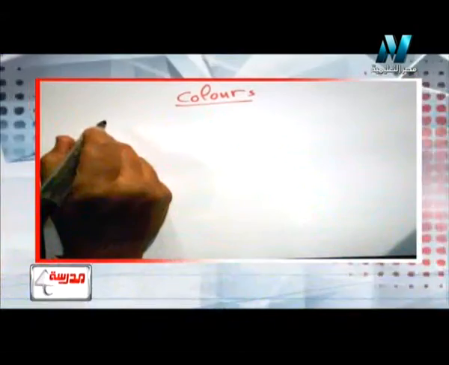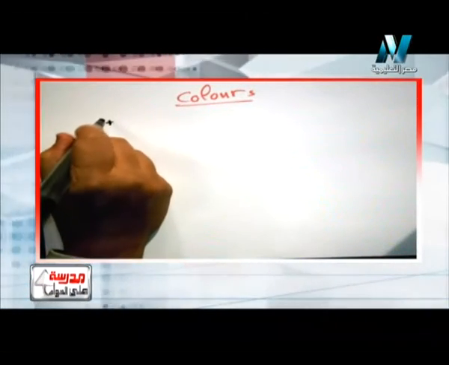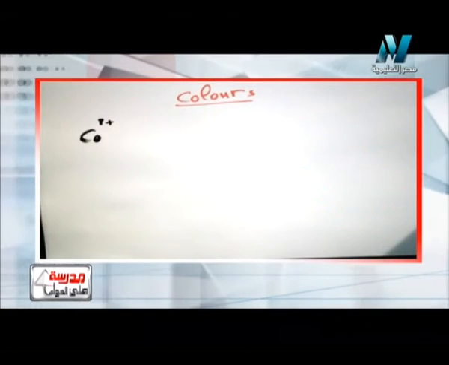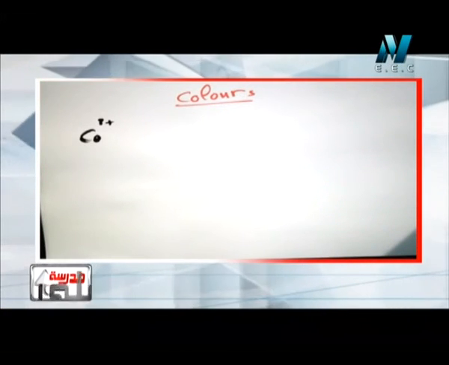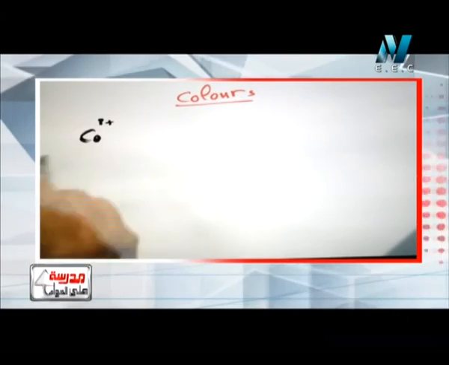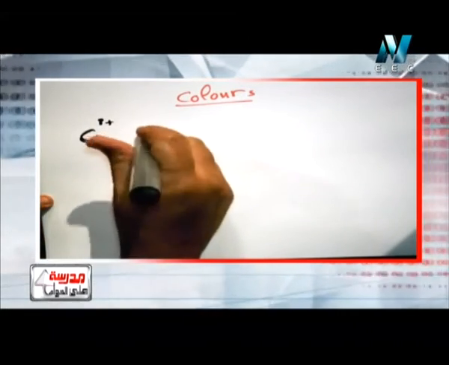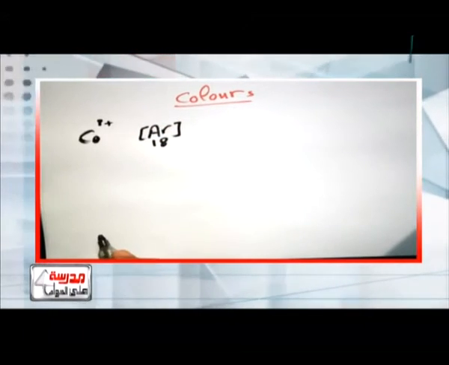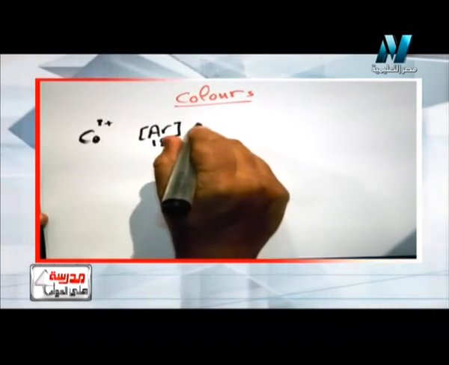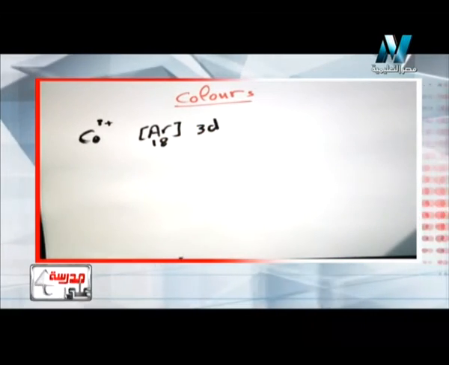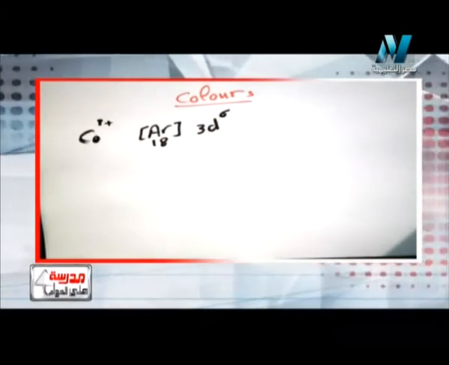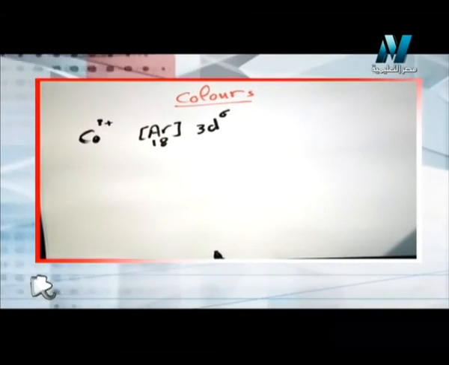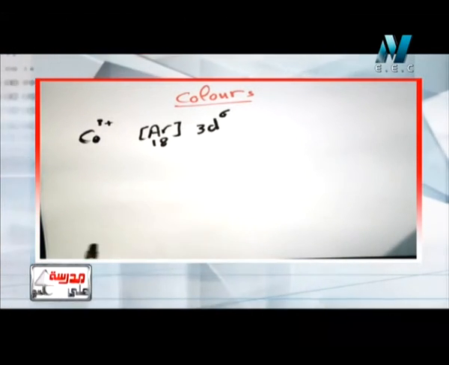Let's explain the compounds of cobalt, for example. Cobalt positive 2 or positive 3, whatever. Cobalt positive 3 has unpaired electrons. We know that cobalt is argon 18, atomic number 27, 3d will have 6 electrons. Why does it lose 3 electrons? Two from 4s and one from 3d.